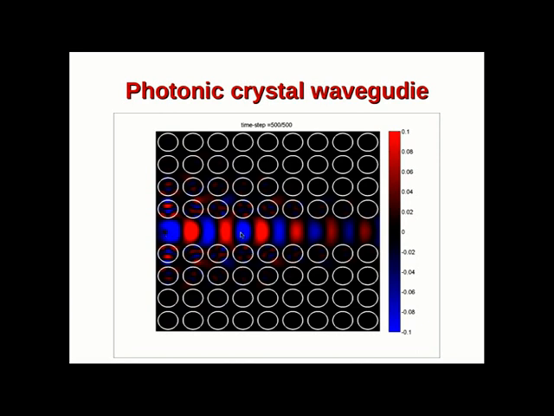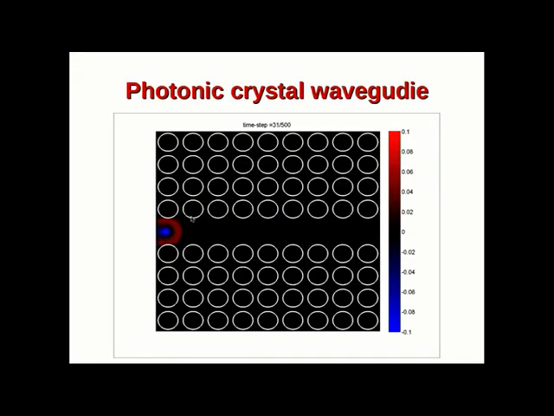defect region. When I removed these rods, I created a line defect, and in this line defect I have allowed an EM wave to propagate. The frequency of the EM wave falls in the band gap region of this structure. So otherwise it is not allowed to propagate in this photonic crystal, but since I am making it propagate in the line defect region, it can propagate.